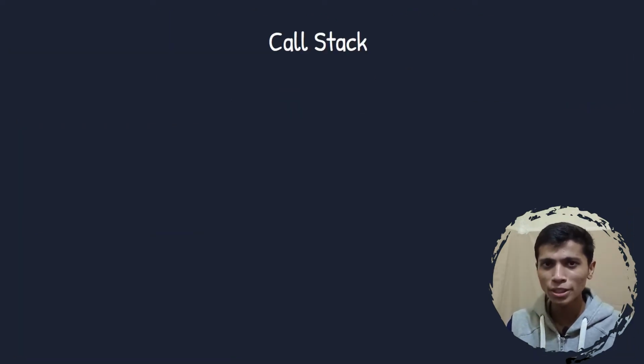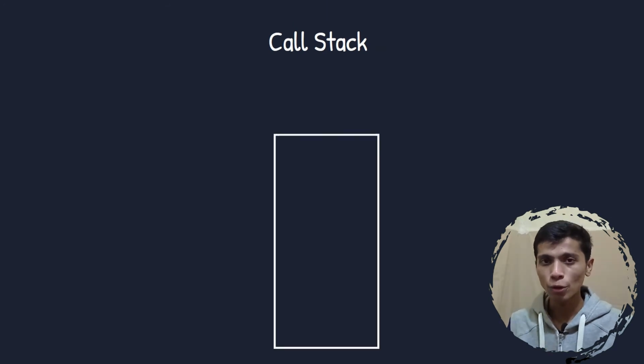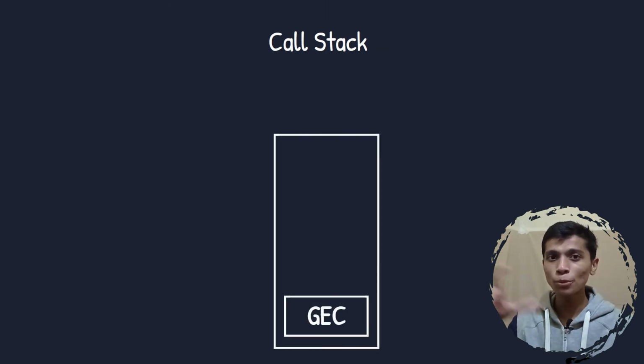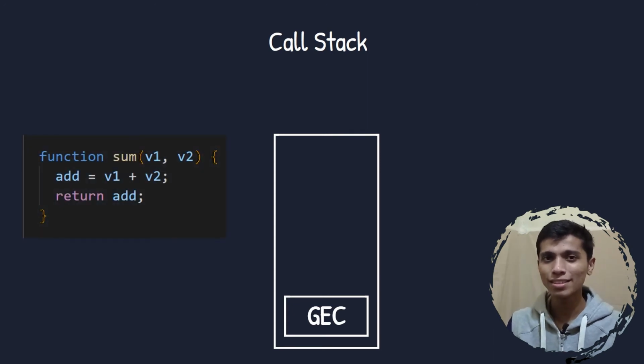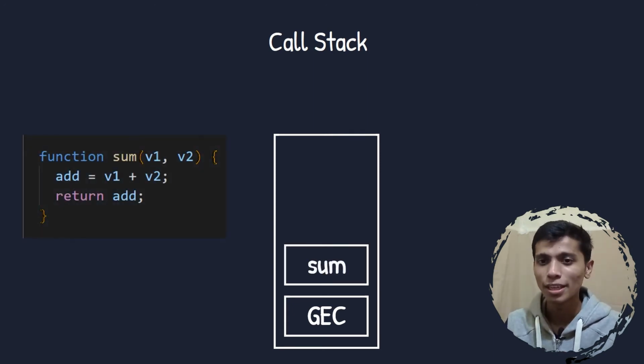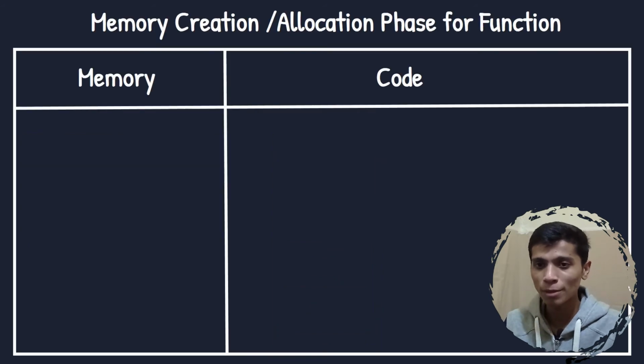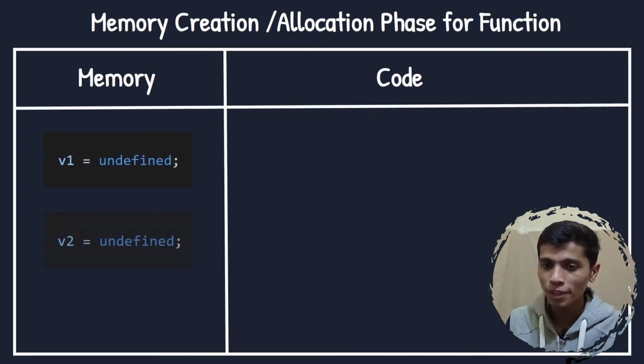Now there is something known as the call stack, and our global execution context is then pushed inside the call stack, and a whole new execution context is created just for the function. Now for example, our function has variable v1 that is undefined, v2 that is undefined, and add that is undefined.